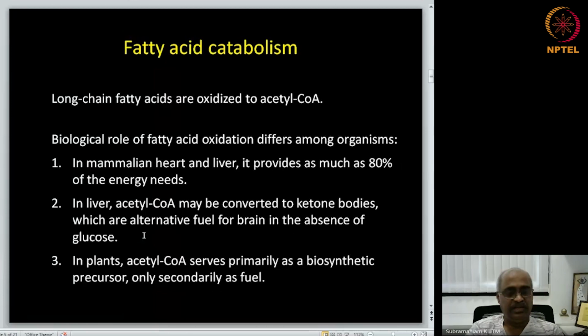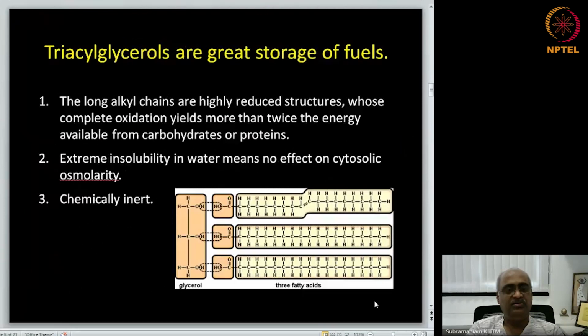So that is about liver. And in plants, this is primarily a precursor for biosynthesis of other molecules. Plants never use acetyl-CoA as a primary source of energy because they can make carbohydrates as they wish. So this is the general outline. And now we move on to the overall picture of digestion and transport of fat.